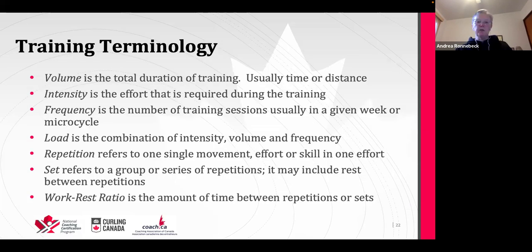So the training terminology, I think this is all in the reference material. We don't need to spend a lot of time on it, but volume, obviously for curling specific training, the measurement will be mostly volume, the length of practice, length of time, brushing, that kind of thing. The intensity, it's not only the effort that's required, but it's also simulating the intensity of competition.